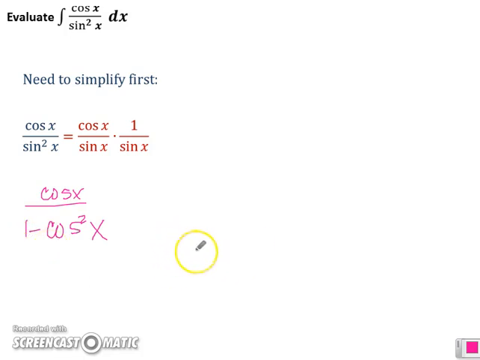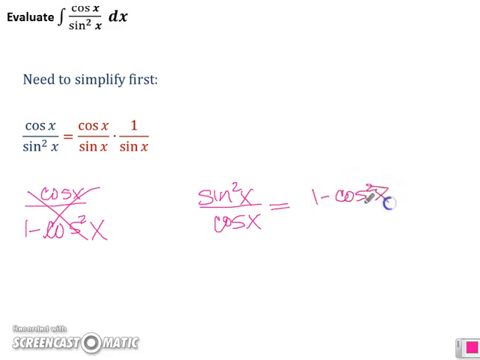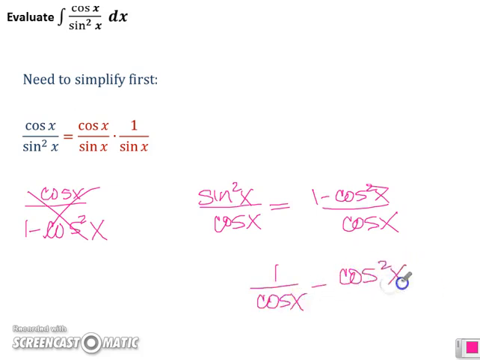If it was the other way around, let's say it was sine squared over cosine. Well, now we can do this, 1 minus cosine squared. And because you have one thing in the denominator, you're allowed to do this and split them up. That would be okay. And then you would end up with secant, which has its own formula, and then cosine, which has its own formula.